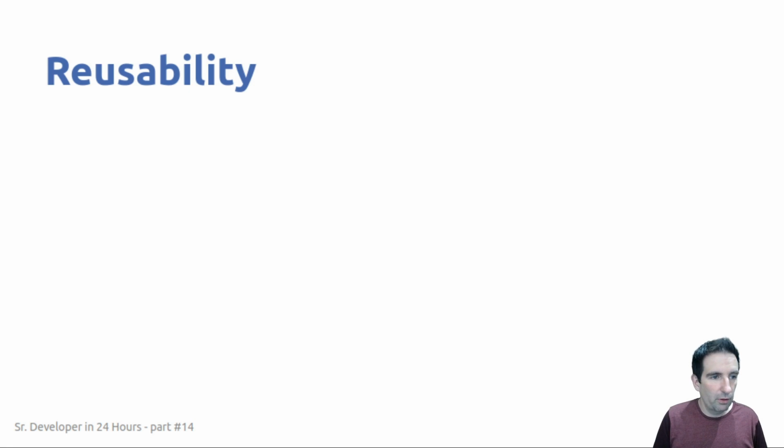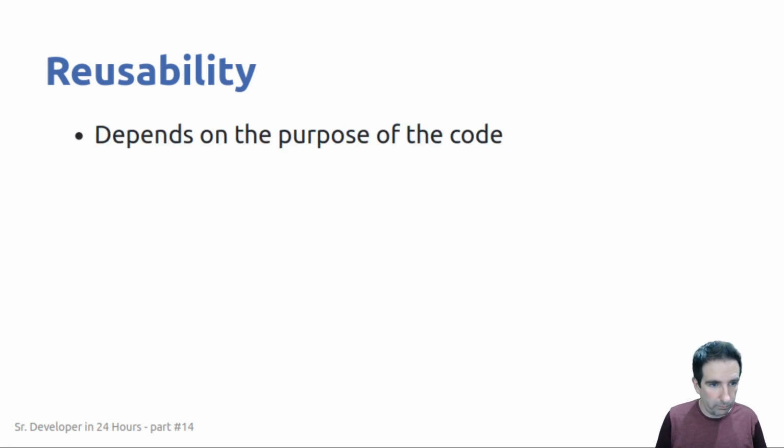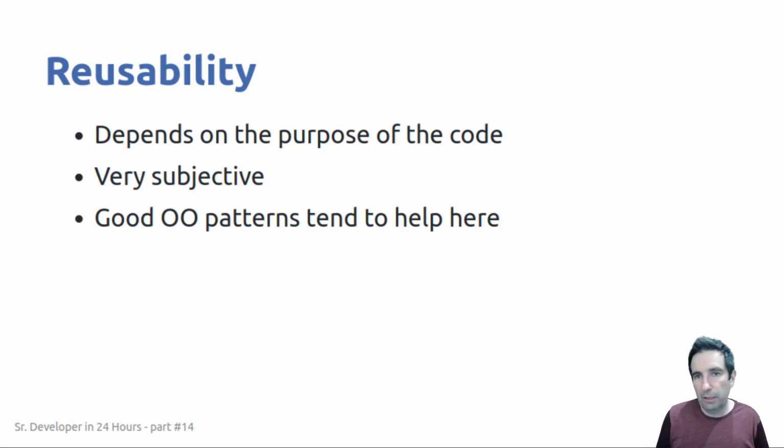Okay, now let's talk about reusability. The first thing with reusability is it depends on the purpose of the code. Some of the code is meant to be reused, some of the code is not meant to be reused. So we have to understand the context. And again, for most of the decisions we have to make, context is vital. And us as developers, we need to understand that context. It can be very subjective, but at the end of the day, if we're using proper object-oriented patterns, all of those things will help us have more reusable code.